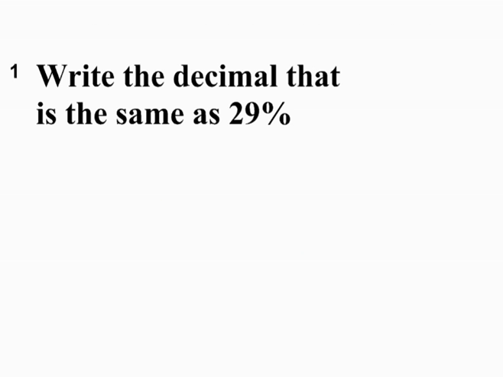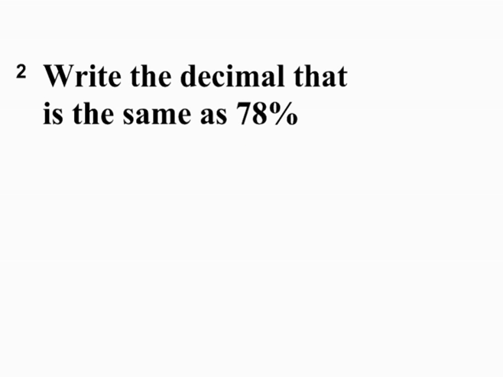So if I want to do the same thing with 29%, again, you take anything that's a percent, you divide it by 100, and there is your decimal. 78% then is just going to be, another way to think about it instead of dividing by 100, just move the decimal 2 places. So it's 0.78.